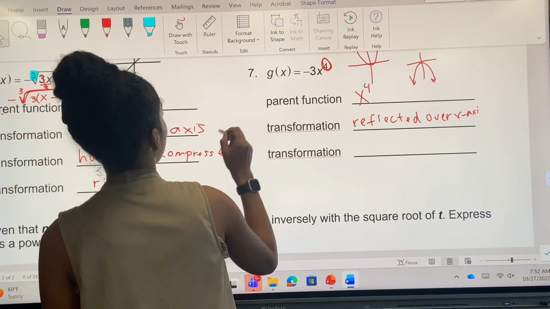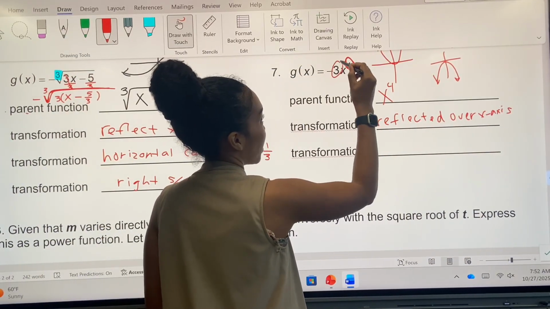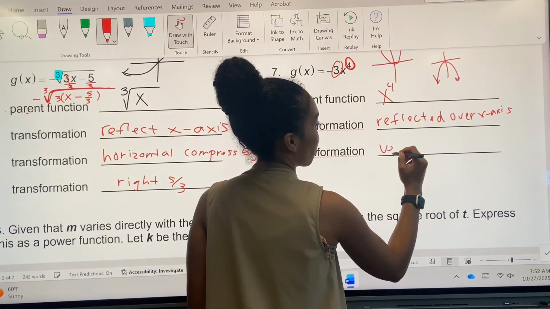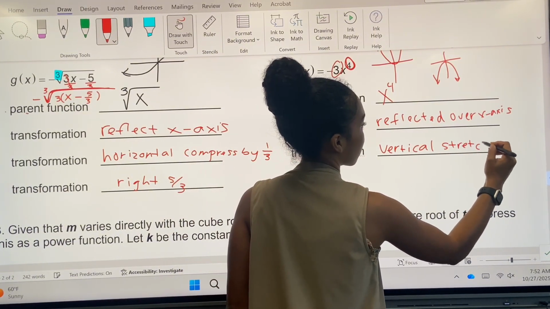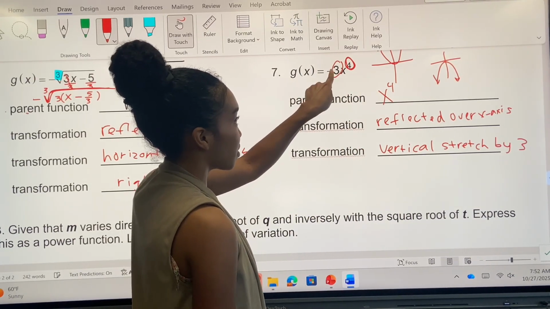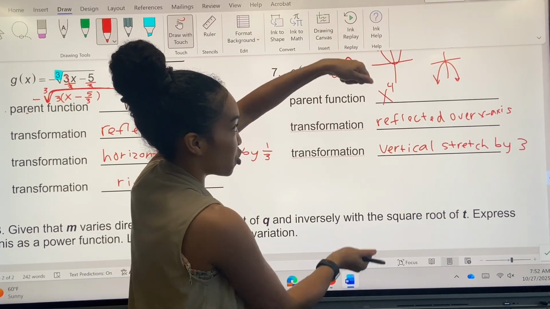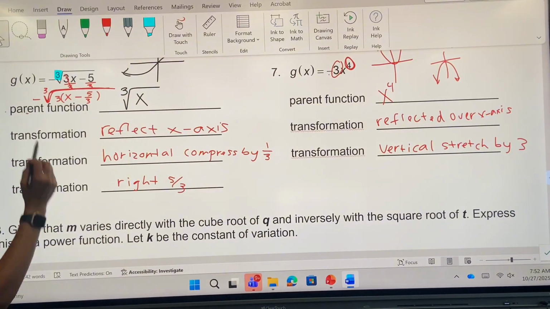So it's reflecting over the x-axis. And this number right here, that's bigger than 1, so this is a vertical stretch by 3. Look at these separately. The negative makes it reflect face downward, and the 3 will make it stretch. All right, so those are all the graphing problems.